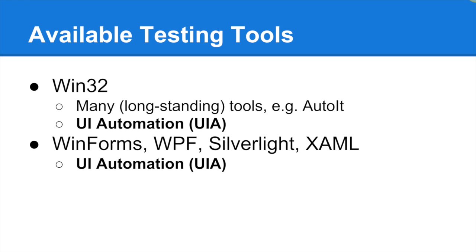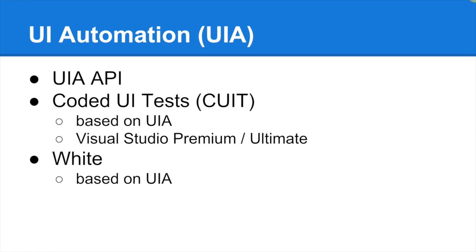Looking for available testing tools, you may find most of them, such as AutoIt, only support Win32 applications. For WinForms, WPF, Silverlight, and XAML, the answer would be UI Automation, or UIA. There are testing tools based on UIA. White is an open source framework, and Coded UI Test, or CUIT, is only available in Visual Studio Premium or Ultimate.